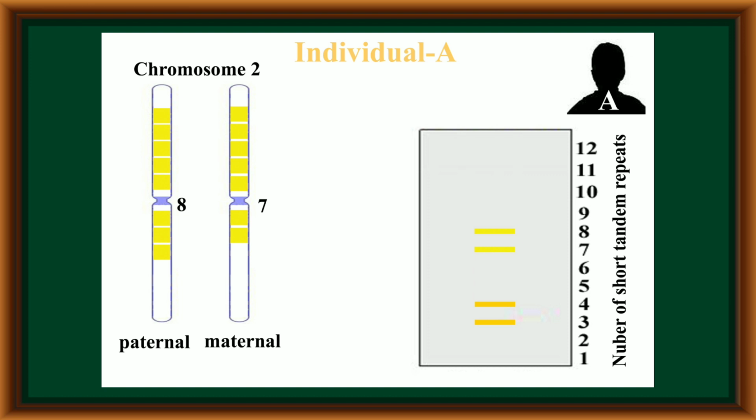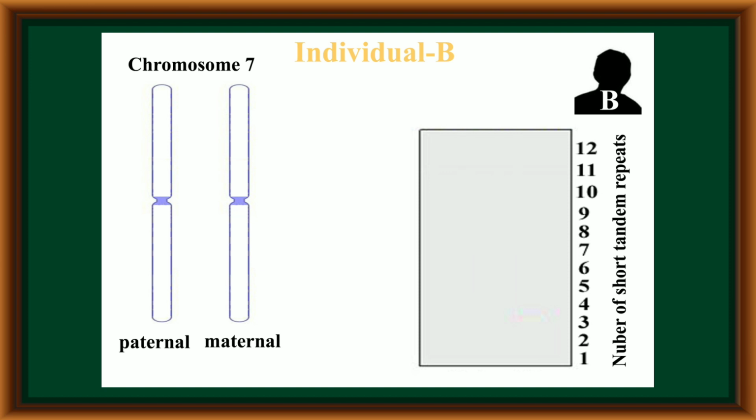In a similar way, for chromosome 16, the paternal chromosome has 5 repeats and forms a band opposite to 5. The maternal chromosome has 10 repeats and forms a band opposite to 10. In this way, we get the autoradiogram picture in DNA fingerprinting. It is unique to individual A. In a similar way, for individual B, the chromosome 7 pair.